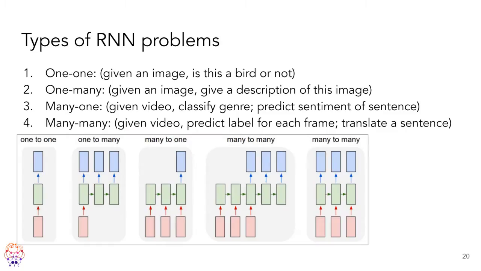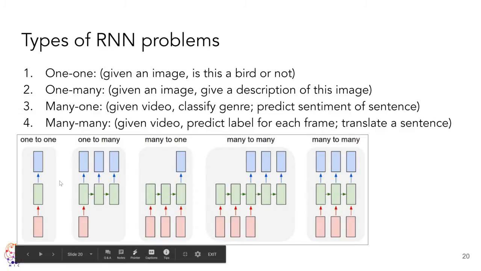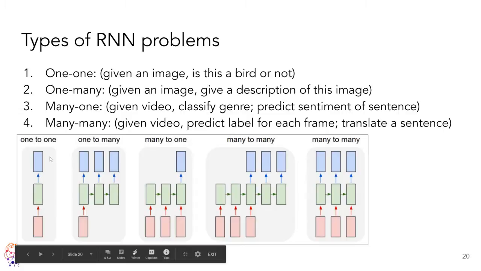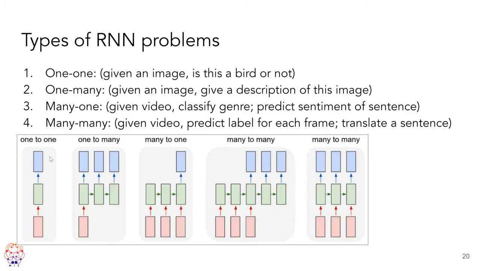All right, so here's some types of problems that you can use RNNs to solve. So one-to-one, you don't even need a recurrent neural network. This is literally the same thing as regular classification, or just using a feed-forward neural network, but going from bottom to top.